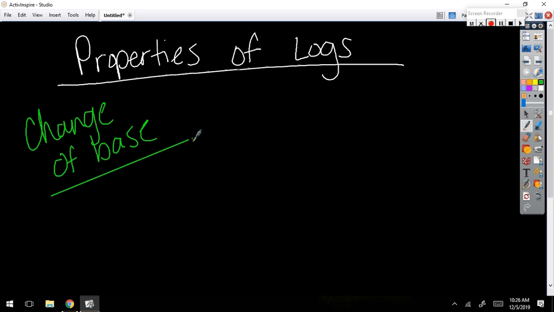Alright, so here's what you have to do. The change of base formula tells us we can take any log in any base and rewrite it using a base of our choice. Maybe I want to use a base of 10 because that's a common base, right? We've talked about common log, right?